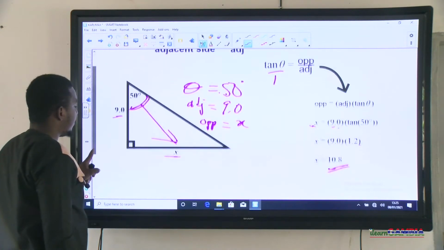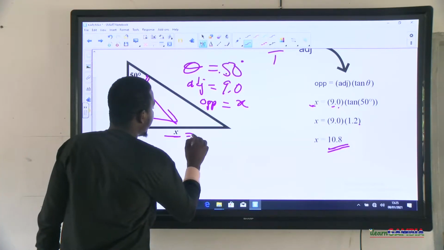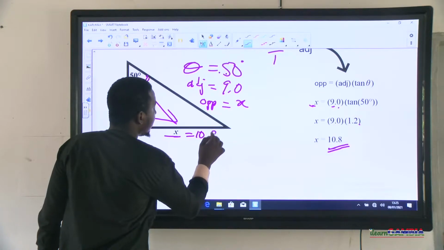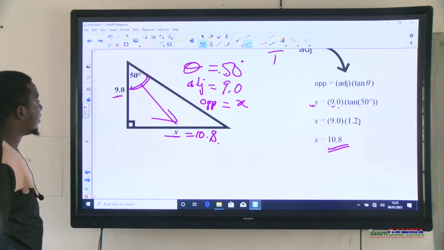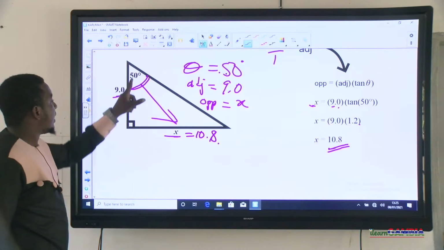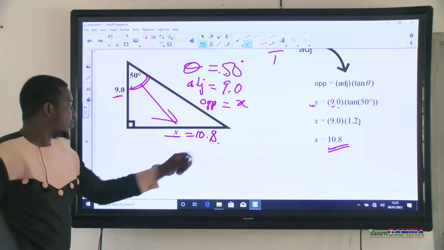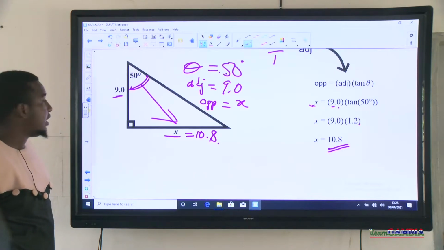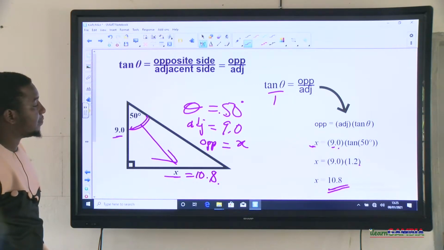So it means the value of x in this case is going to give us 10.8. When you have the reference angle as 50 and the adjacent side is 9.0, then it means the opposite side is going to give us 10.8 using tan to solve the question.